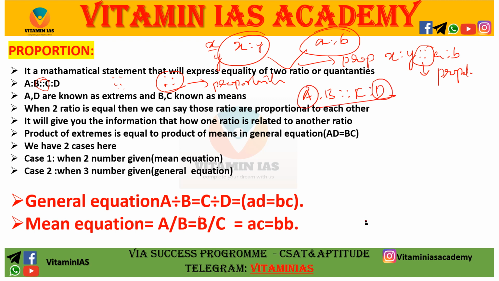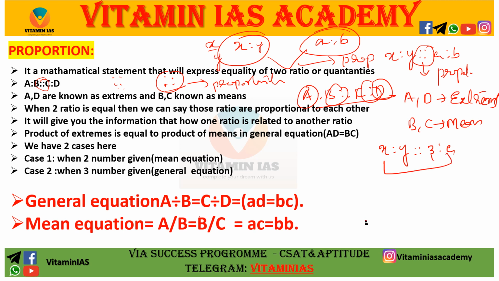a and d are extremes, and b and c are means. For example, x is to y proportional to z is to a, then x and a are extremes, and y and z are means. And when two ratios are equal, we can say those ratios are proportional to each other.